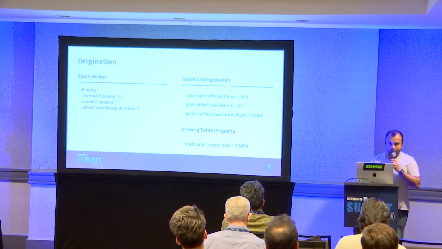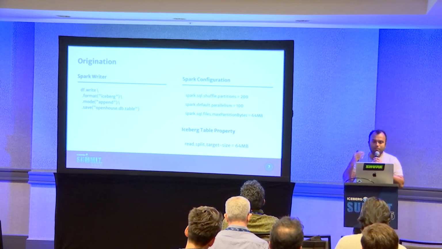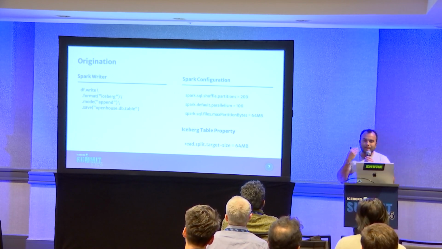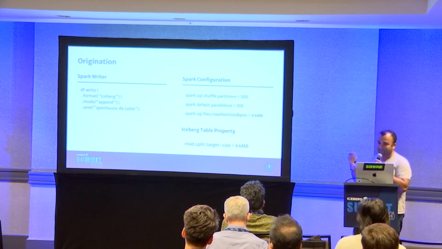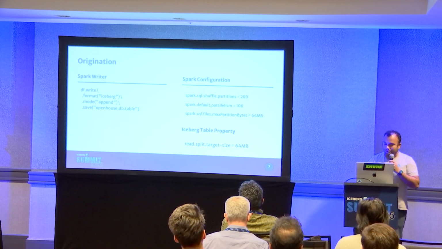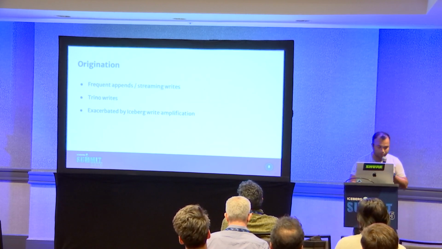Similarly, Iceberg table property also exposes this. So as you can see, there are a bunch of these knobs, and then the end user is expected to make them work when they are actually writing some business application. So that was one of the scenarios we are seeing in origination.